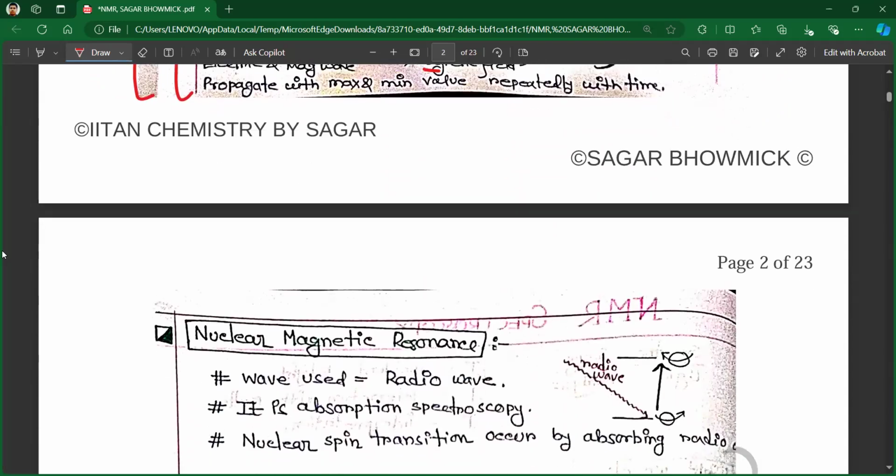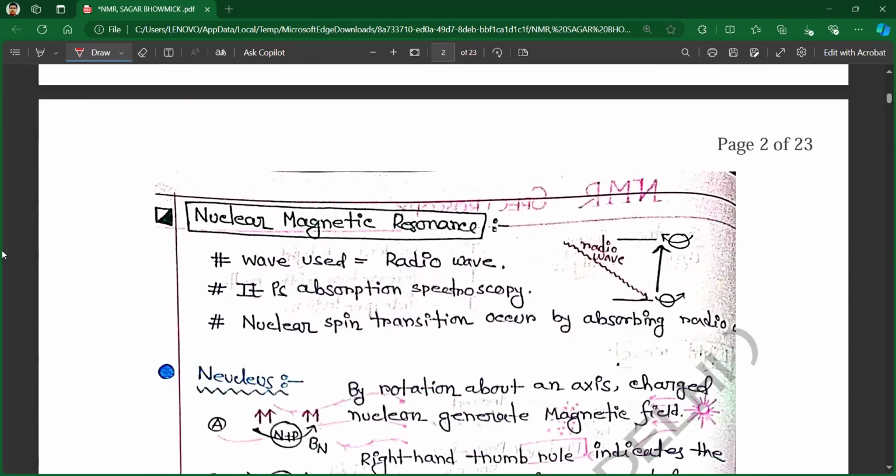Now, our nuclear magnetic resonance. Here, the wave used is radio wave. It is absorption spectroscopy. Now, there are two types of spectroscopy. One is absorption, one is emission. Suppose in a molecule, suppose I am giving some radiation.